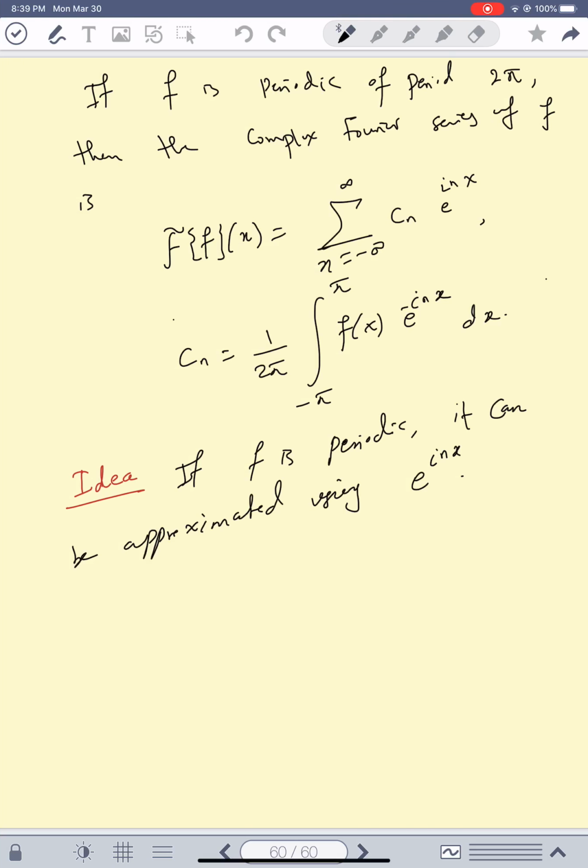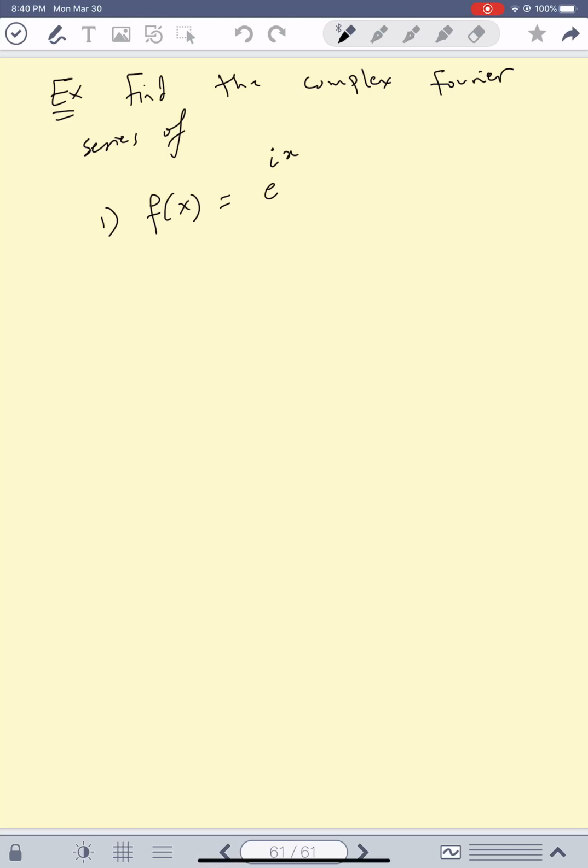So let's see very simple examples, then we move on, to make sure we understand everything. So find the complex Fourier series of, for example, if my function is e to the ix plus e to the 3ix minus 4 e to the 5ix. So what is the complex Fourier series?